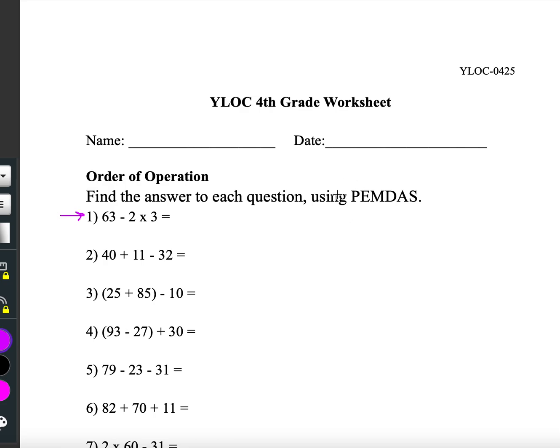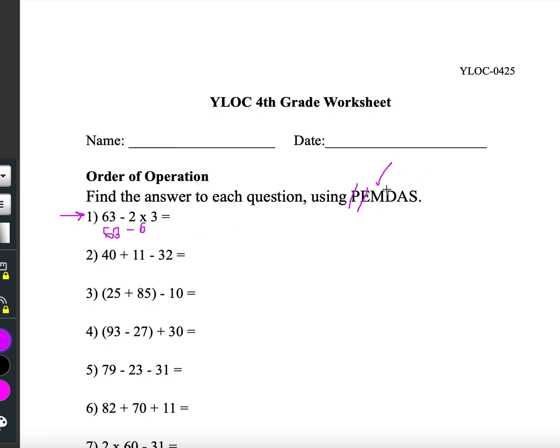So we have parentheses first. So in this equation, we have no parentheses. So we mark that off. Then, do we have any exponents? No. Then, do we have multiplication? Yes. So we have 2 times 3. So 2 times 3 is 6. And then we have 63 minus 6.